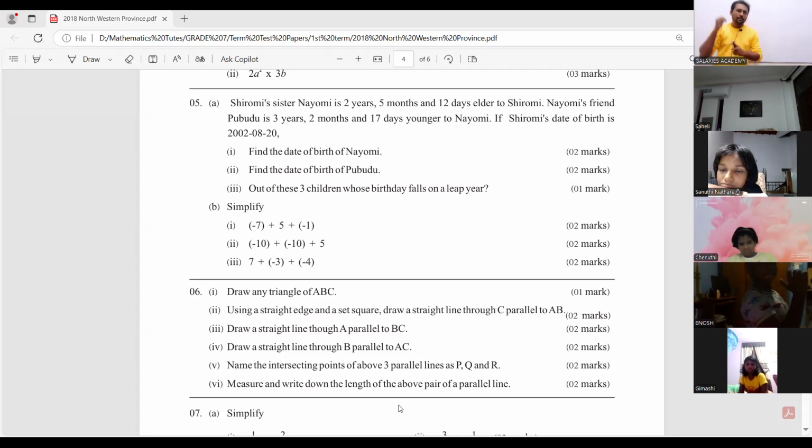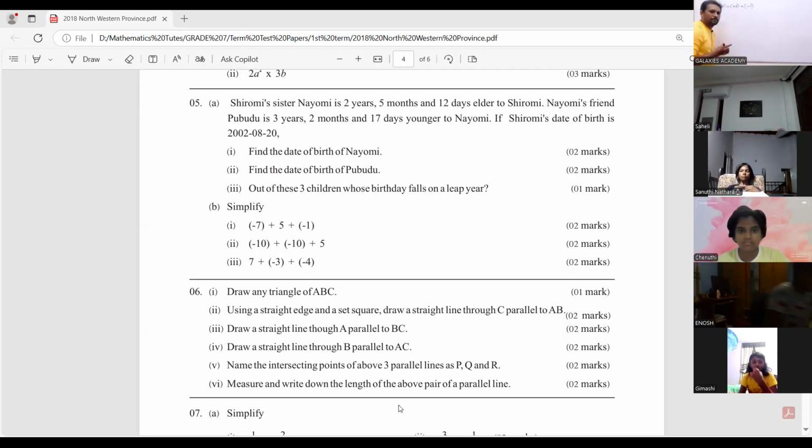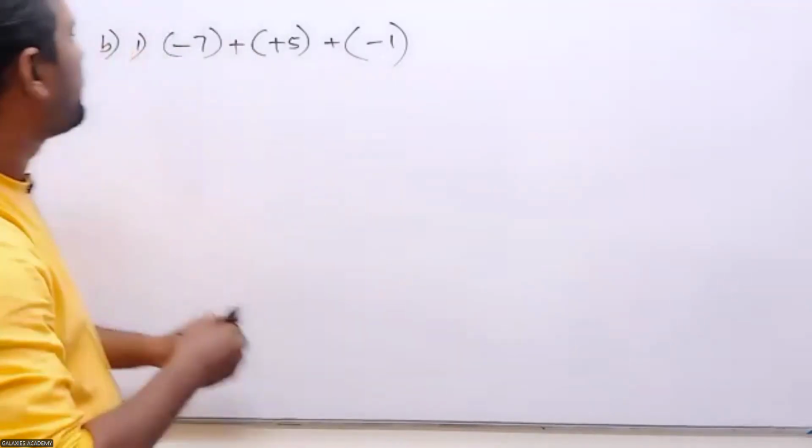Right. Look at part B. The first one given, Roman number 1, -7 add 5. 5 I will write as positive 5. It is easy to identify. Add -1. Okay, let's go to check the answer of the first part.